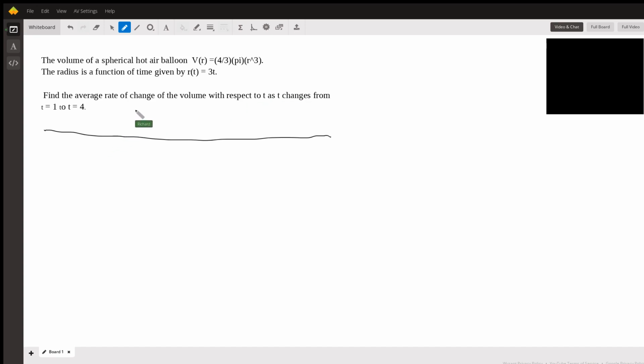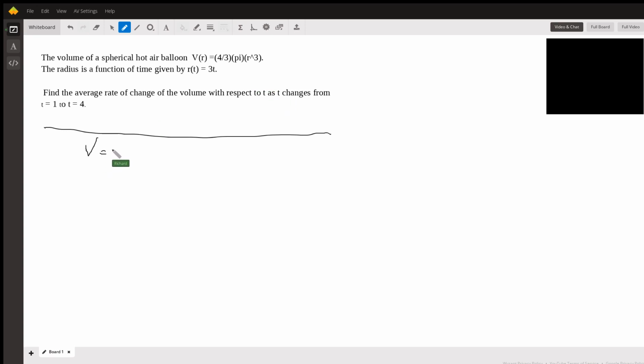So what they want to know is the average rate of change in the volume with respect to time. It's a little awkward, right? Because we're just writing V as a function of 4/3 pi r cubed. So the only relationship we can describe directly would be the relationship between V and R. As R changes, V changes. But what we want is the relationship between the way V changes when time is changing.